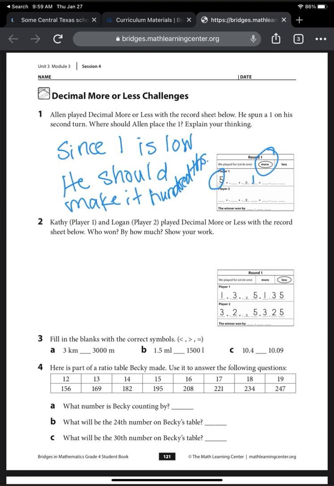For number 2, it says Kathy and Logan played Decimal More or Less with the record sheet below. Who won by how much? Show your work. So we're trying to figure out whose number is less. That is player 1, because 1.35 is less than 3.25. So that means player 1 won, Kathy won.